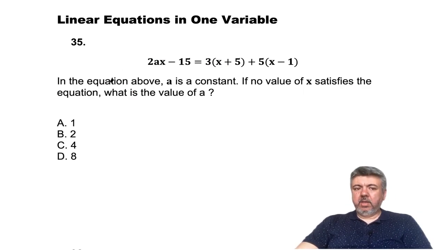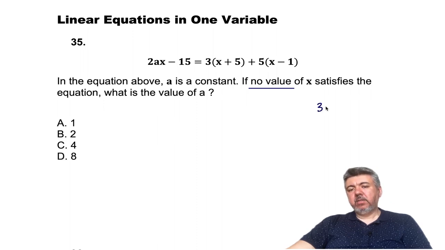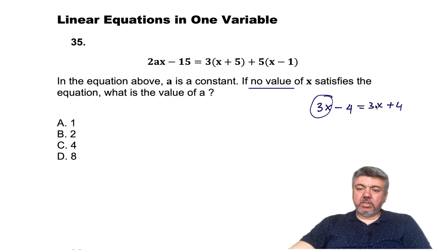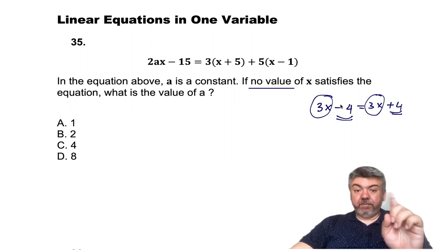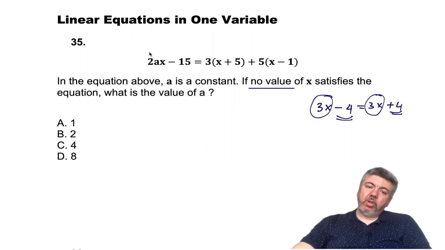35. In the equation above, a is a constant. If no value of x satisfies the equation, if they say no value of x, you will think of it like this. 3x minus 4 equals 3x plus 4. The x coefficients will be the same, but the constants will be different. That's the idea. So let's expand that.